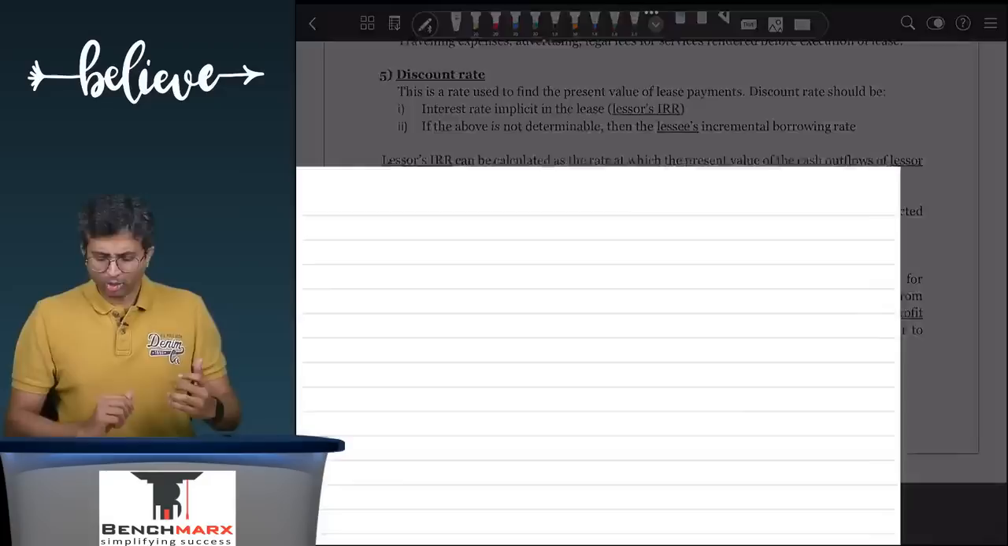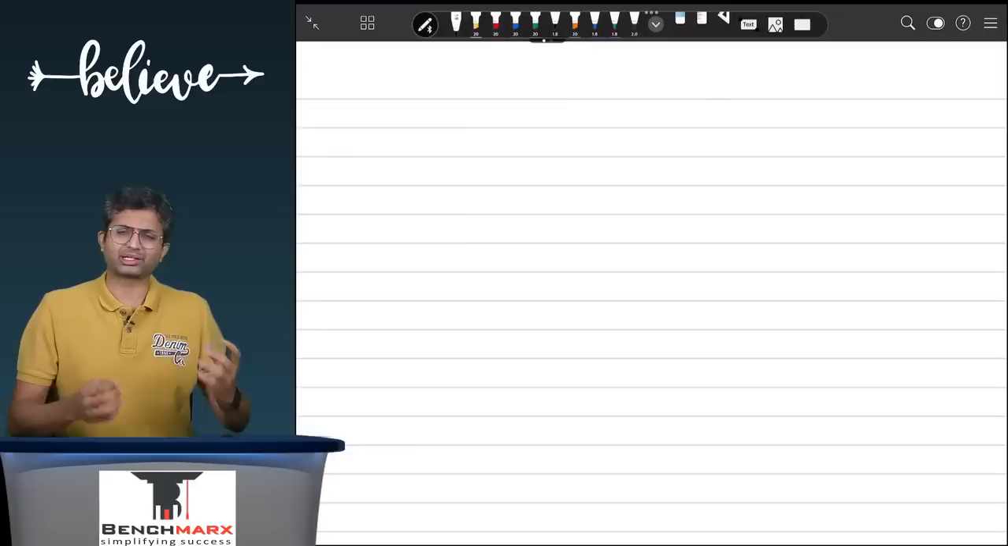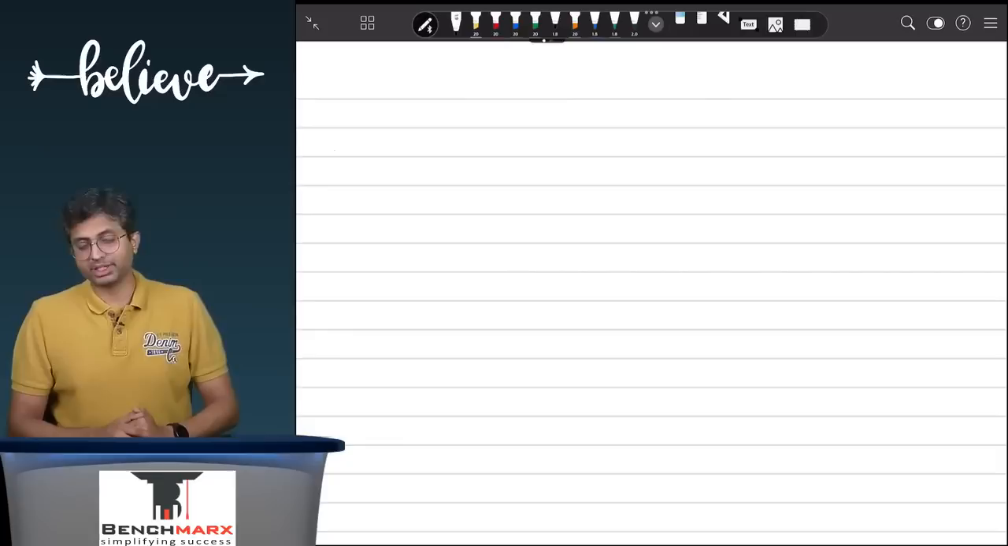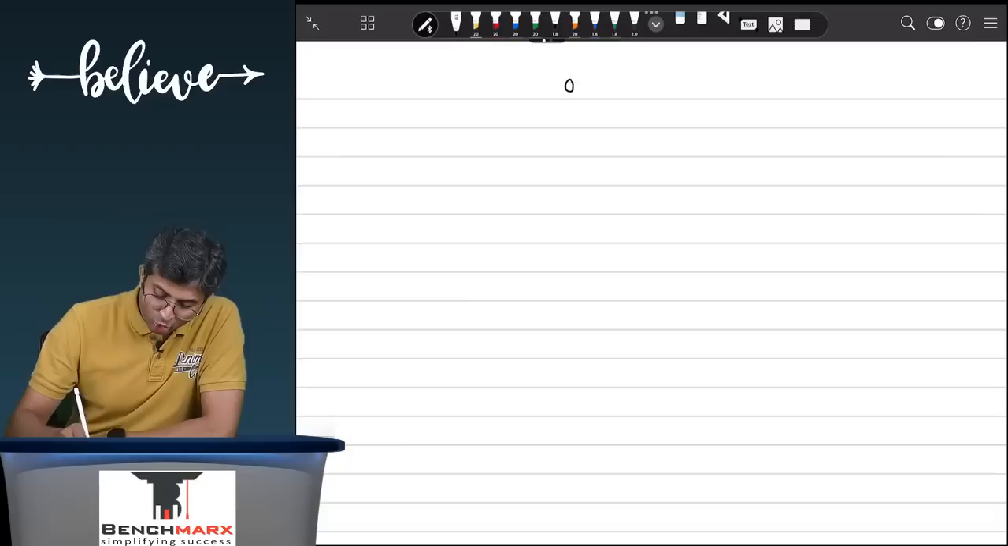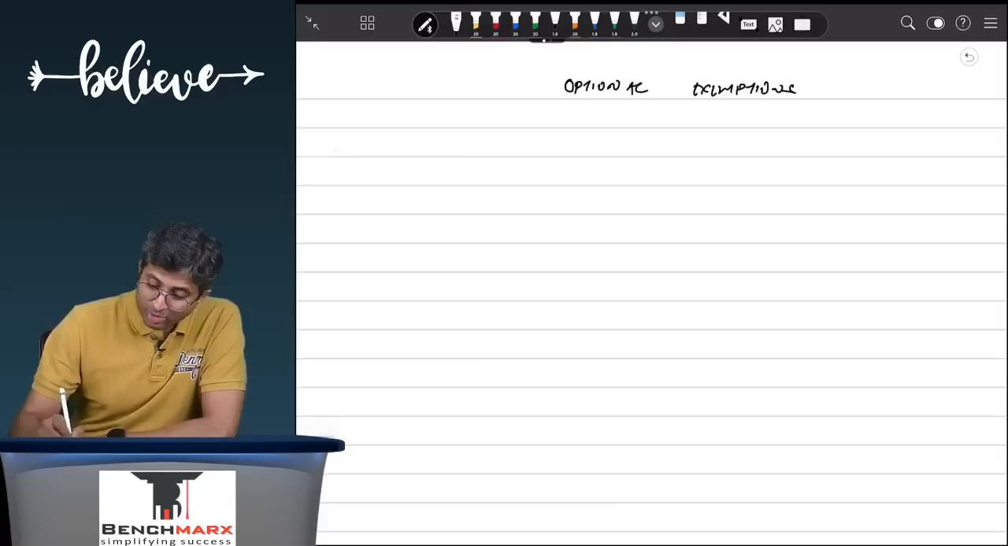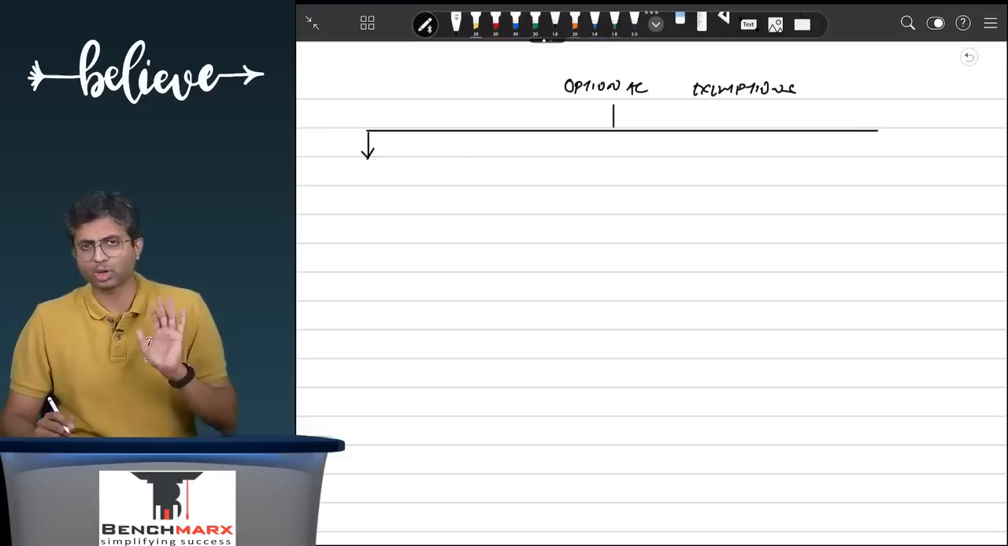Now, from an exam standpoint, this may not be as important, but from a practical standpoint, it is. Do I always have to recognize an ROU asset and lease liability? Typically, yes, in the books of the lessee. However, the standard provides you two optional exemptions where, if you want, you may not recognize the ROU asset, you may not recognize the lease liability. So then how will we record it? Well, we will record it as rent account debit to bank, rent account debit. Well, why would we do that?